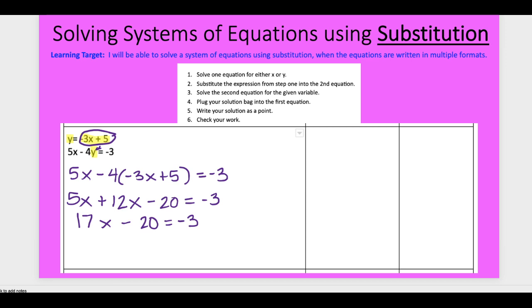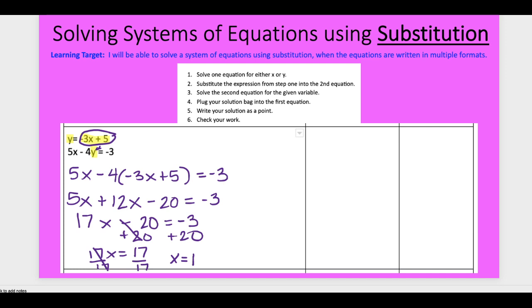Now I have a two-step equation in which I need to add 20 to both sides. And I get 17x equals 17, because negative 3 plus 20 is 17. My last step to solve for x is to divide both sides by 17. 17 divided by 17 is 1, and 17 divided by 17 on this side is also 1. So I get x is equal to 1.